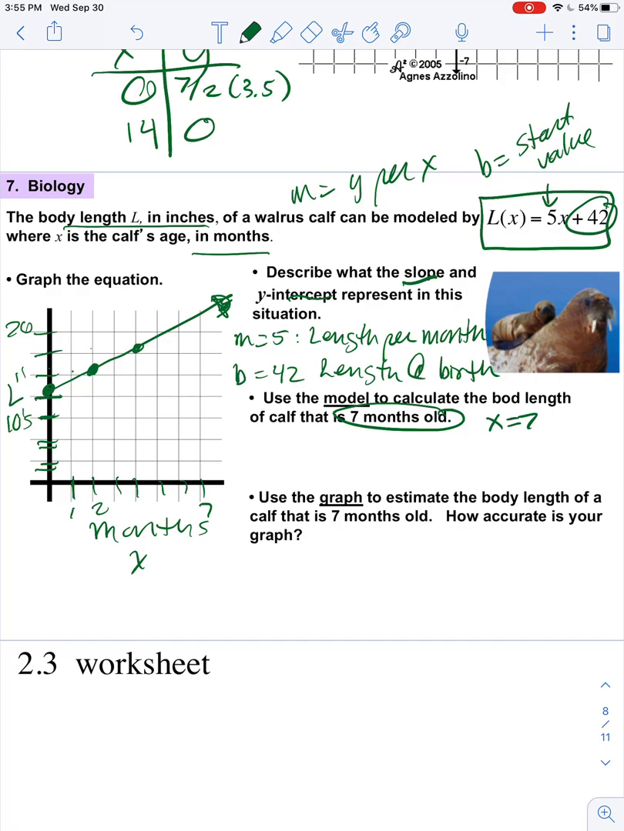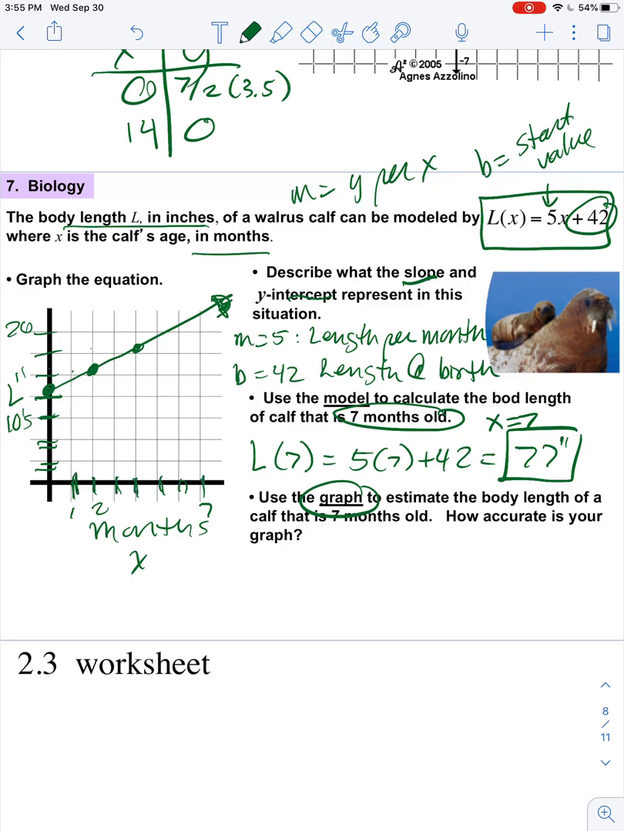Alrighty then. Use the model, meaning the equation, to calculate the body length at 7 months old. So since x is going to be my months, I'm plugging in a 7 for x. So I'm going to say the length at 7 months is 5 times 7 plus 42, so 77 inches. All right then. That's going to be my answer per the equation.